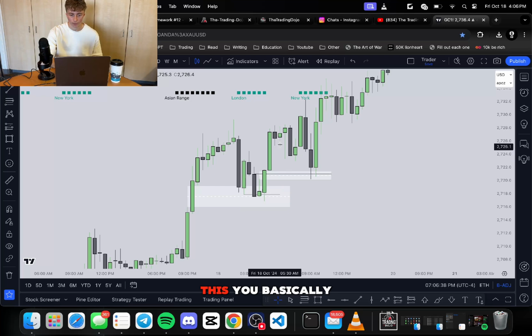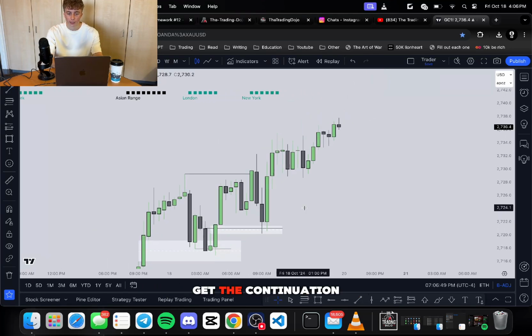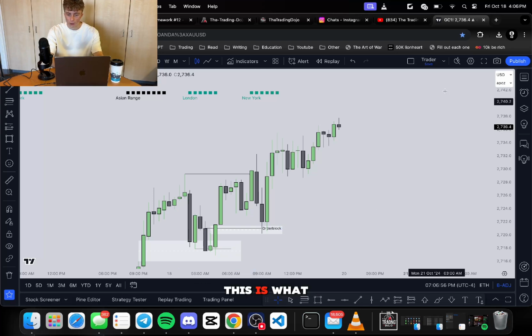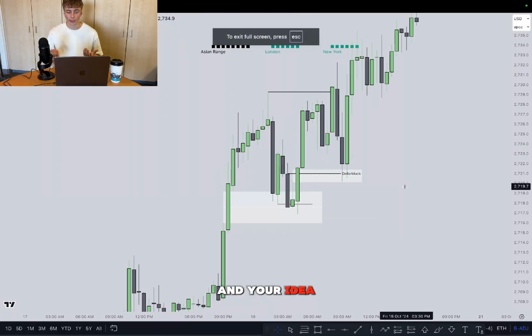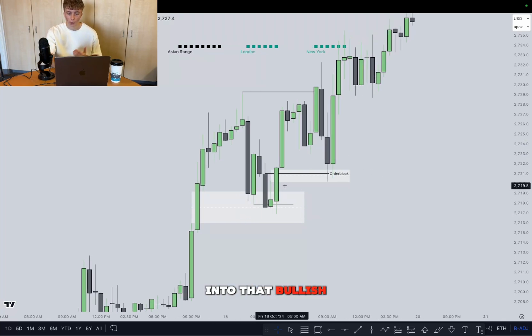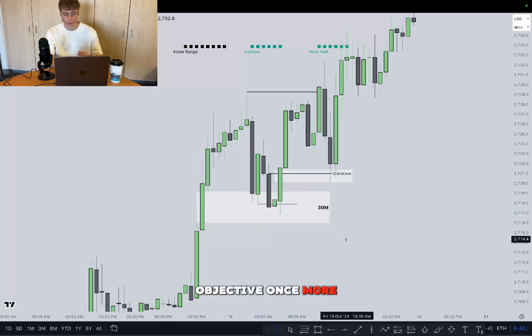Boom, stretch that out. We got a new order block. And look at this, you basically just anticipate when price starts pulling away, right? We just swept some liquidity right here. You can expect that once the New York session starts, we get some sort of movement in the opposite direction, and then we get the continuation towards buy side. This is typically the behavior in every session. Let me mark this out for you guys. Order block, right? This is what happens typically. We get this movement towards buy side, and you wait for this bearish behavior. Once it runs into that bullish confluence, you start looking for that bullish objective once more.